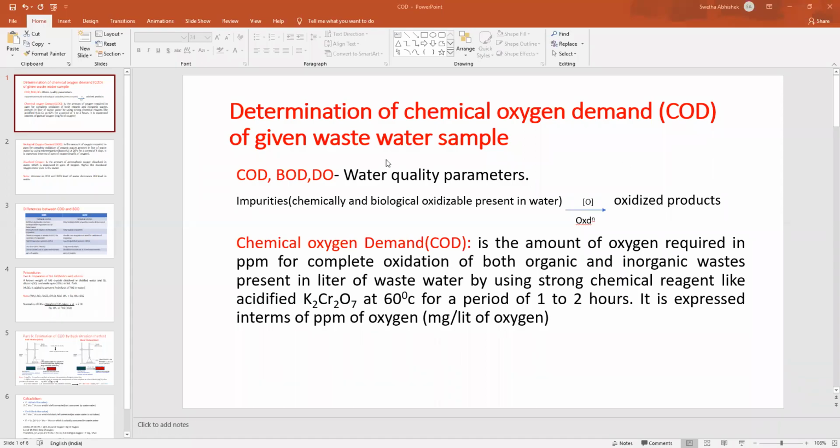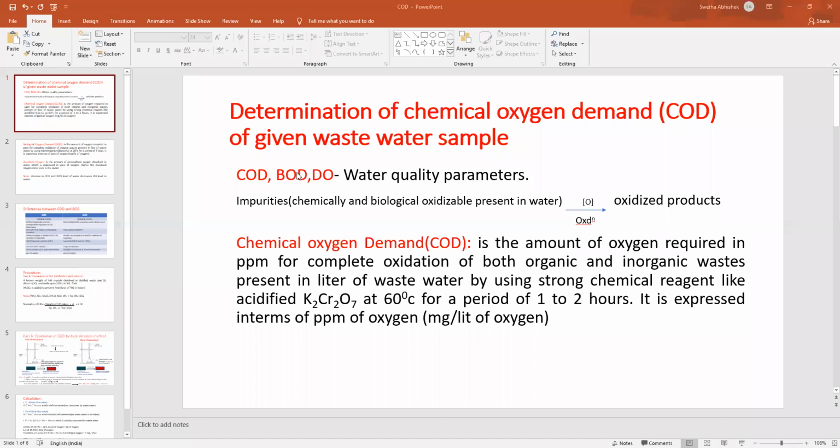Good afternoon. Today's experiment is determination of chemical oxygen demand of given wastewater sample. So this is the last experiment under volumetric analysis. So from next class, I'll be starting instrumental analysis.